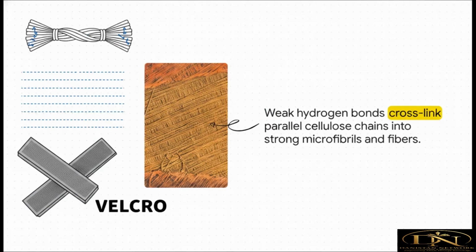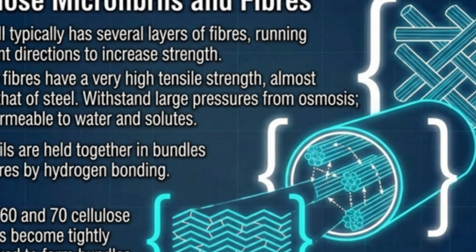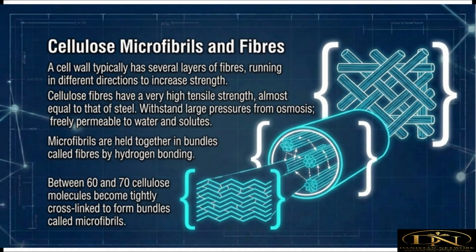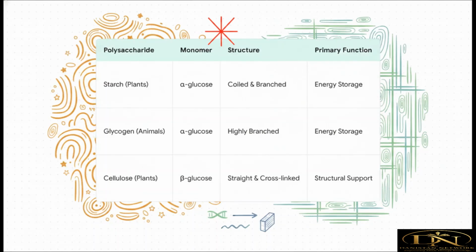And now we can see the payoff. Because the cellulose chains are so straight, they can line up perfectly parallel to each other. This allows thousands, millions, billions of those little hydrogen bonds to form between them. Any one bond is super weak, but together, it's like a massive sheet of molecular Velcro. They bundle together into these incredibly strong microfibrils and fibers, and that's what gives a plant cell wall its amazing, almost steel-like strength. So let's just pull this all together.